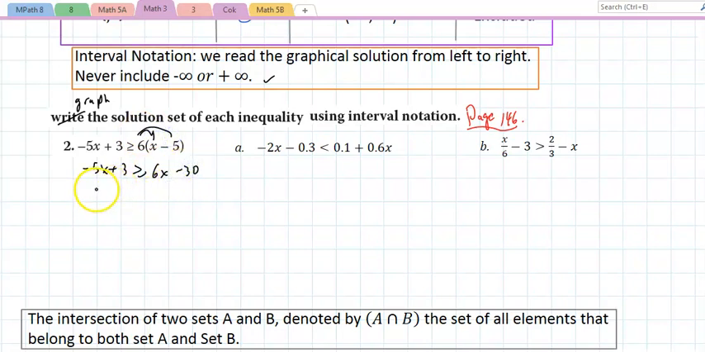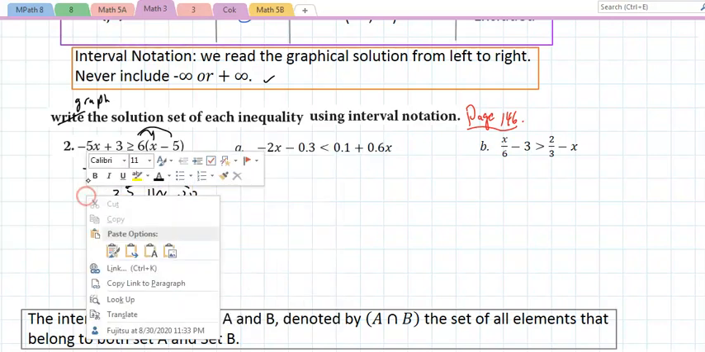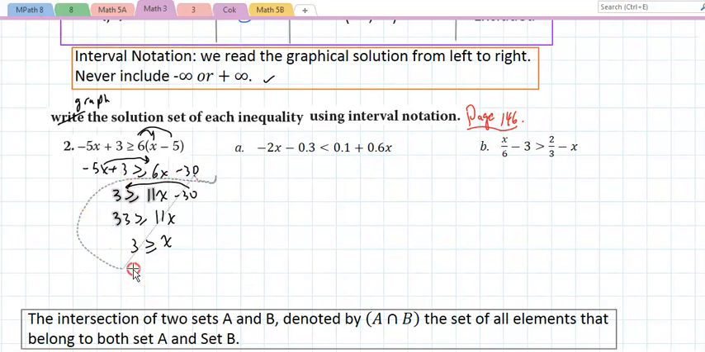It would be wise to move the smaller to the larger. So I'm going to move the 5x to the right. Since I didn't multiply or divide, that symbol remains. And 5x plus 6x is 11x minus 30. Move the 30 over, meaning add 30 to both sides. 33 is greater than or equal to 11x. And if you divide by 11, you get x to be less than or equal to 3.